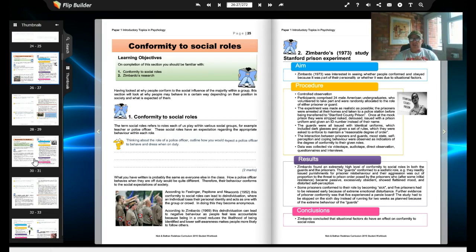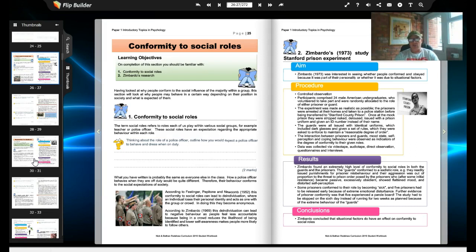So, conformity to social roles. The learning objectives of this session are conformity to social roles and Zimbardo's research. Having looked last week at why people conform to social influence of the majority within a group, this section will look at why people behave in a certain way depending on their position in society and what is expected of them.